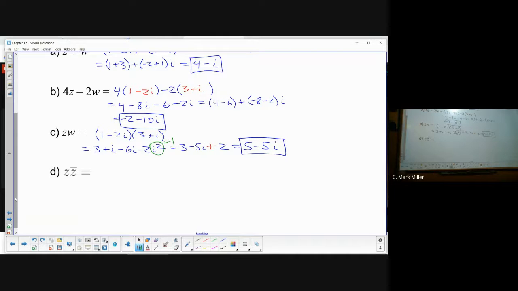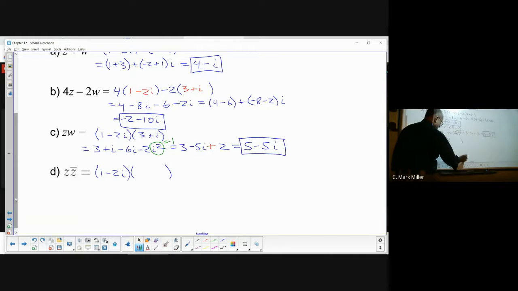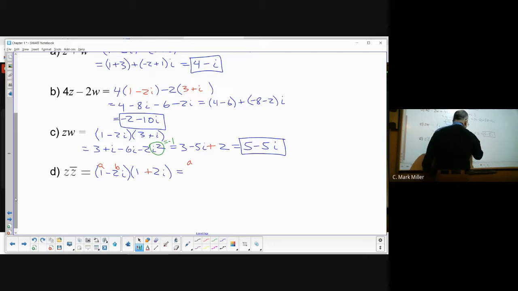Z times z bar: z is 1 minus 2i, z bar is 1 plus 2i. Now I could FOIL that out, but we lazy folks know that this is A and that's B, and this is going to equal A squared plus B squared. So A squared is 1 squared, plus B squared is minus 2 squared.